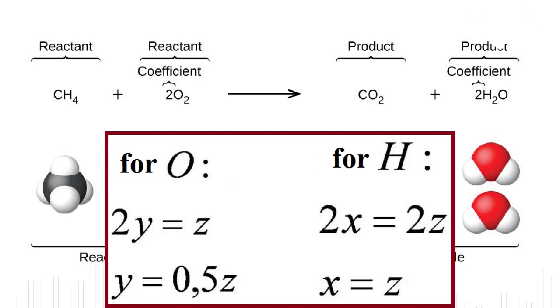For oxygen on the left, take 2y, since there is an index 2, on the right z, because there is no index, which means it is equal to 1, which is customary not to write. It turns out, 2y equals z, and z equals 0.5y.